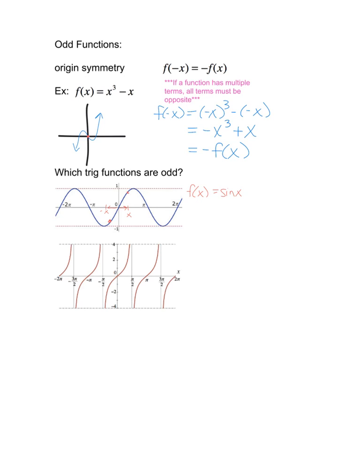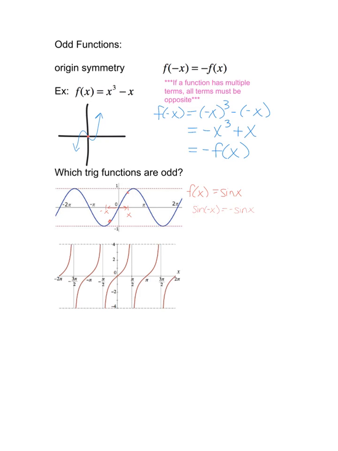So what that means for simplifying is if I plug a negative x into a sine function, I'm going to get the opposite thing as if I plugged x into the sine function. So when we're simplifying, that's how we'd simplify.